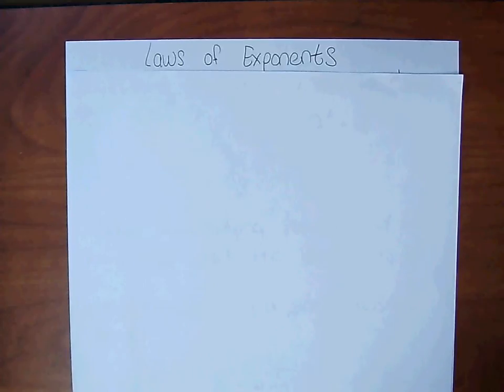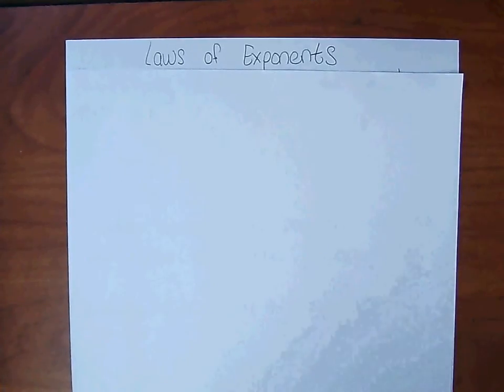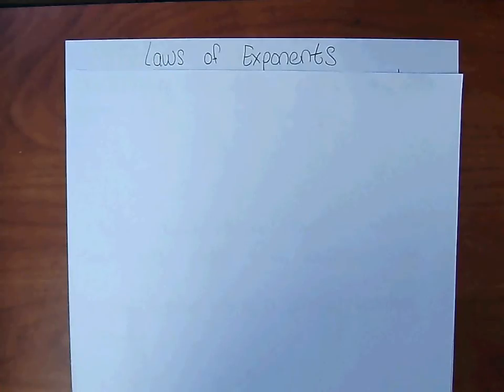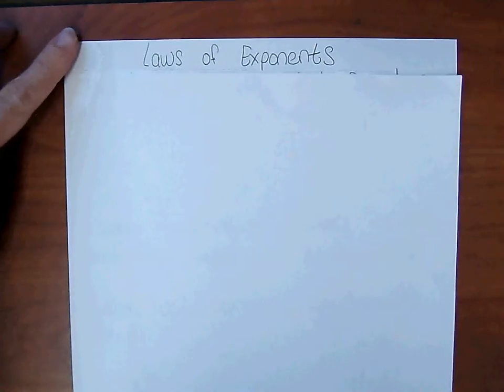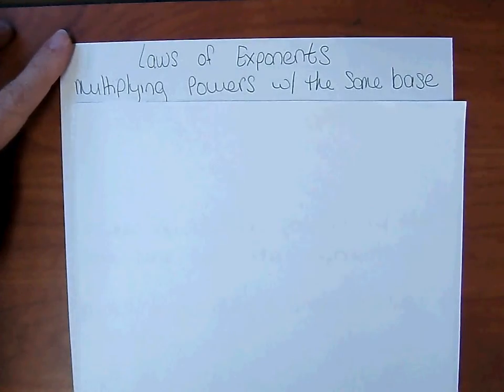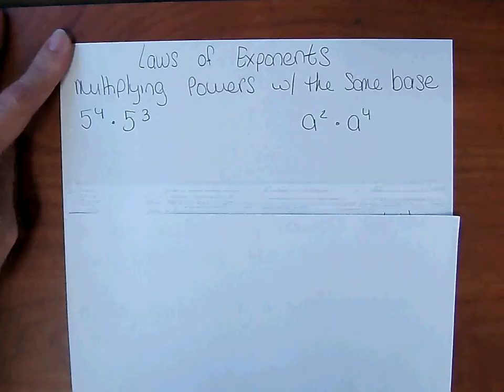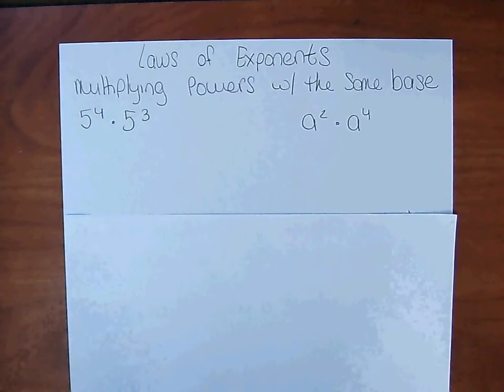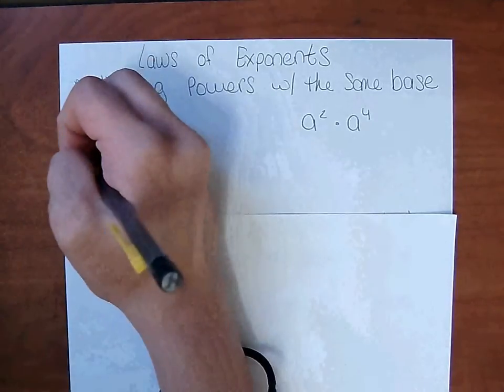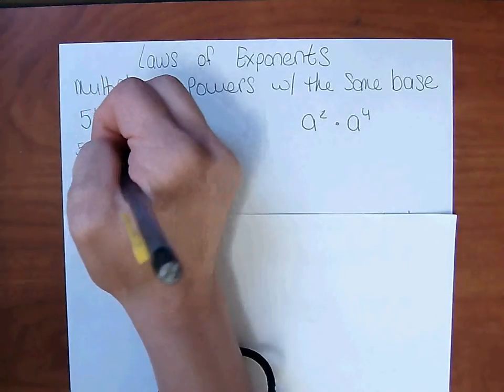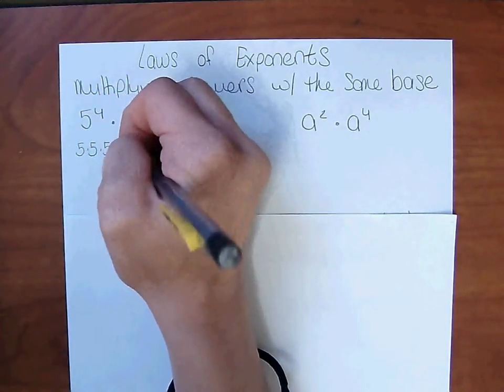Laws of exponents. There are three laws of exponents that we're going to go over. The first is multiplying powers with the same base. And before I give you the law, I want to show you some examples of how you can remember it. 5 to the fourth times 5 cubed. That means 5 times 5 times 5 times 5 times 5 times 5 times 5.